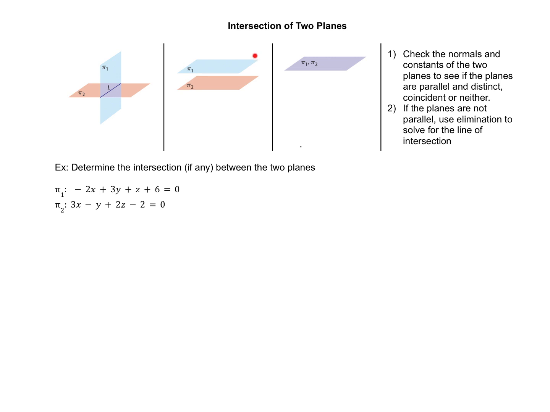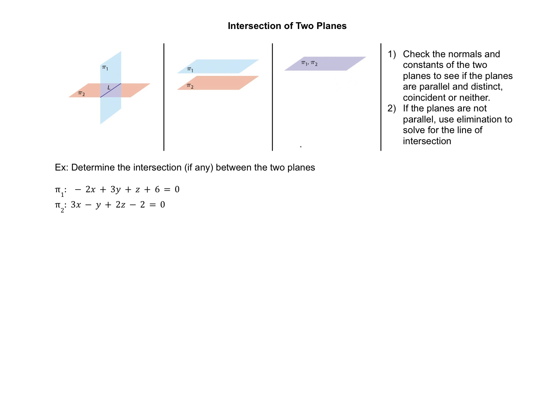They can be parallel and distinct and have 0 points of intersection, or they can be coincident planes, meaning the planes are the exact same, they're on top of each other, and then we have an infinite number of solutions. Any point on one of the planes is a point of intersection with the other.